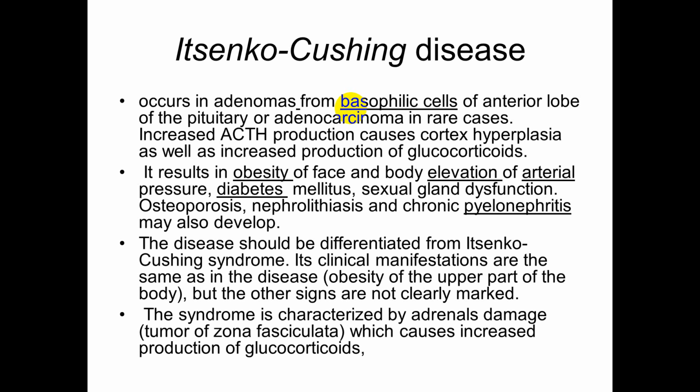The disease should be differentiated from Itsenko-Cushing syndrome. Its clinical manifestations are the same as in the disease, obesity of the upper part of the body, but the other signs are not clearly marked. The syndrome is characterized by adrenal damage, a tumor of the zona fasciculata, which causes increased production of glucocorticoids.